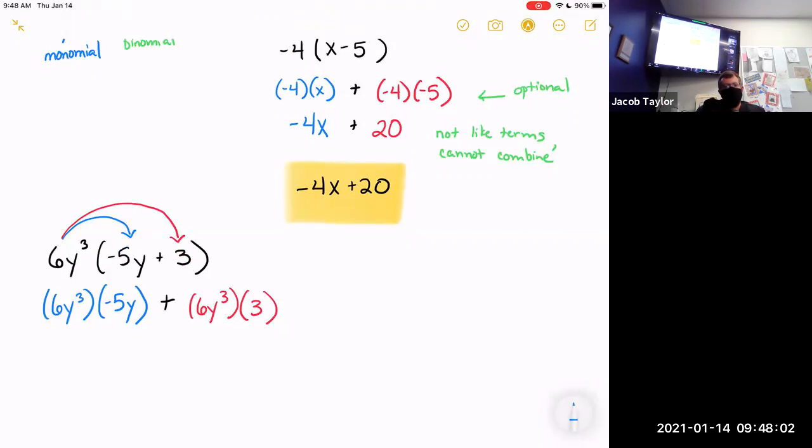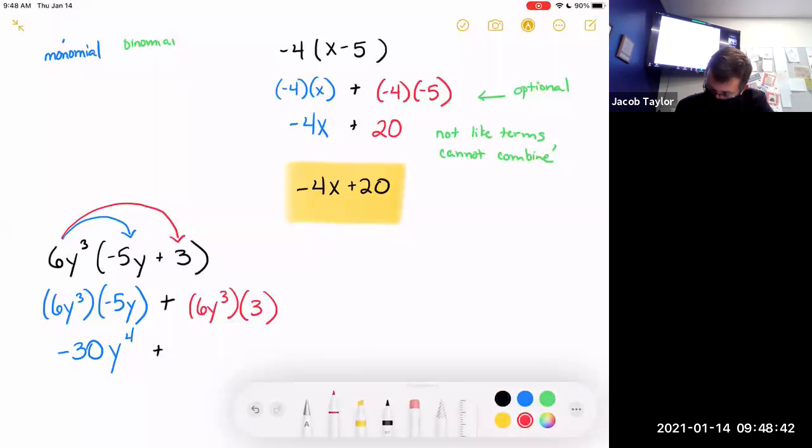Okay, cool. So 6y cubed times negative 5y. We're multiplying constants and we're multiplying variables. So let's break this down. First we multiply the constants. 6 times negative 5 is negative 30. Y to the 3 times 1 is 3, but we're multiplying the y's. We're not multiplying the exponents. So you add them. So y to the 4th.